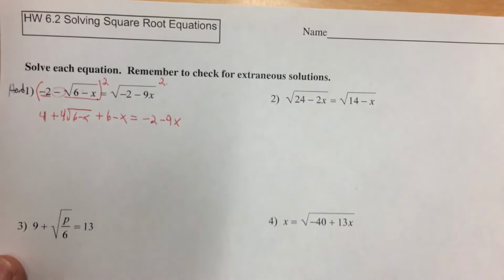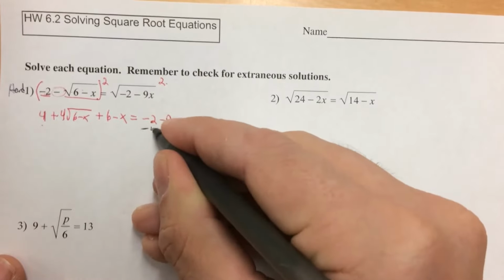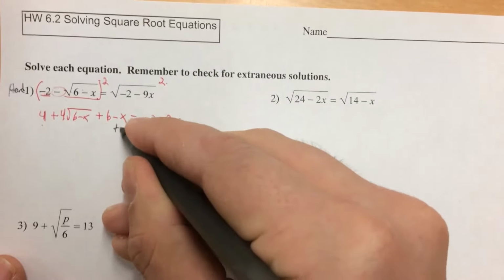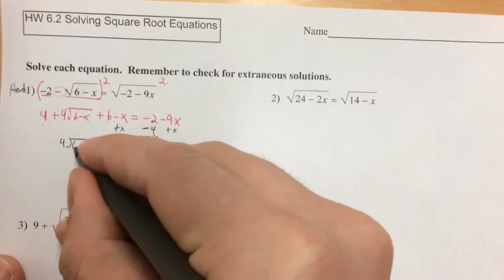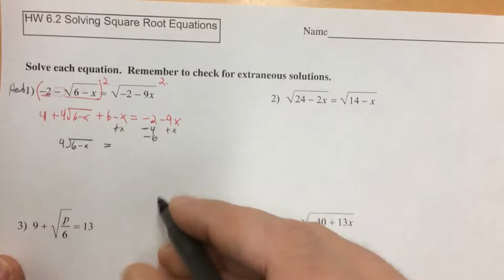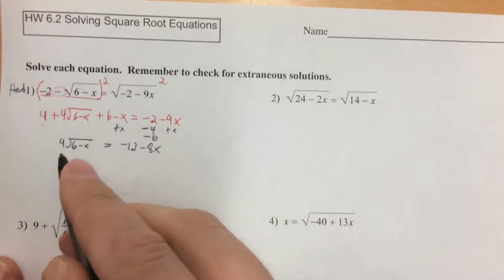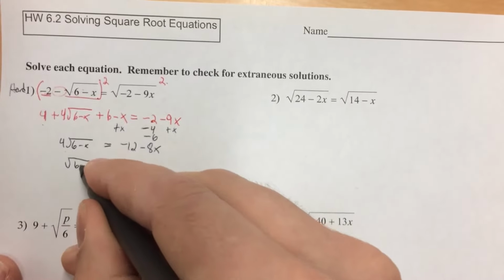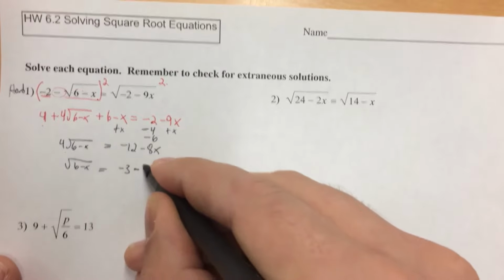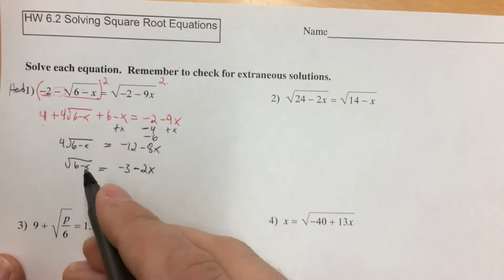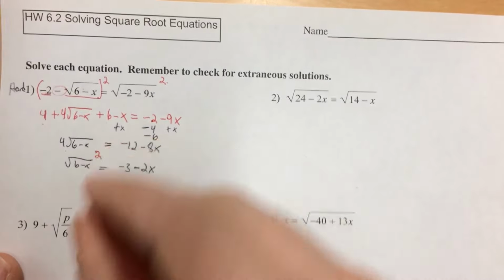Okay. Now we need to isolate the square root. So we're going to move the 4 over, move the 6 over, -4 minus 6, and add the x. And so what we end up getting is 4 square root of 6 minus x equals -12 minus 8x. We're going to divide by 4. -3 minus 2x. And now we have the square root isolated again. Since we have the square root isolated, we're going to square both sides. The left side is just the square root.